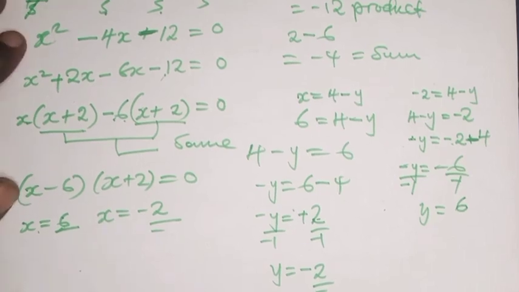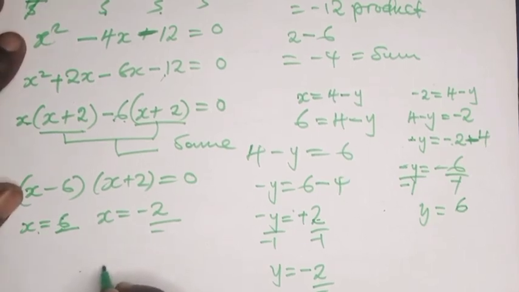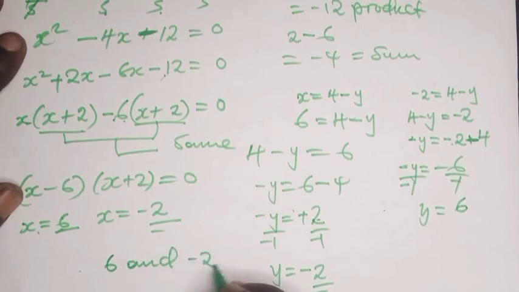So now the numbers they are asking for are 6 and negative 2. These are the numbers which they were asking.